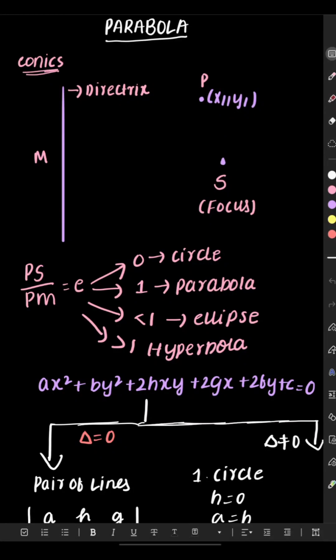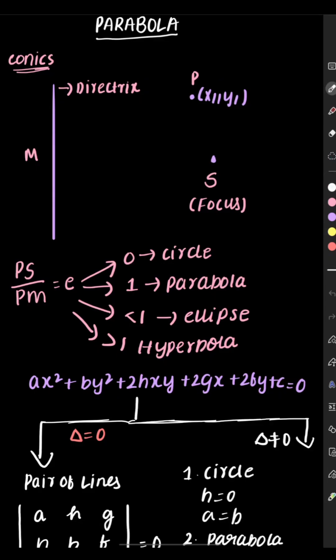So let's revise parabola now. The first thing that we need to understand is what the definition of a conic is. We consider a point P and a point S along with a line which is called our directrix. This point is called our focus.